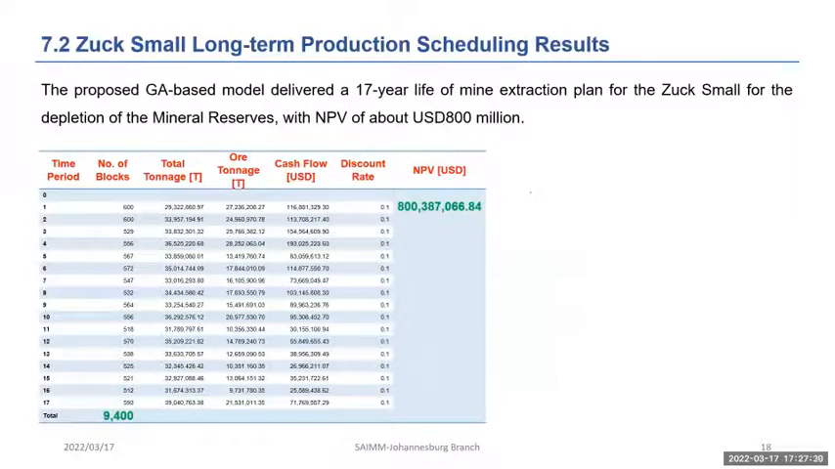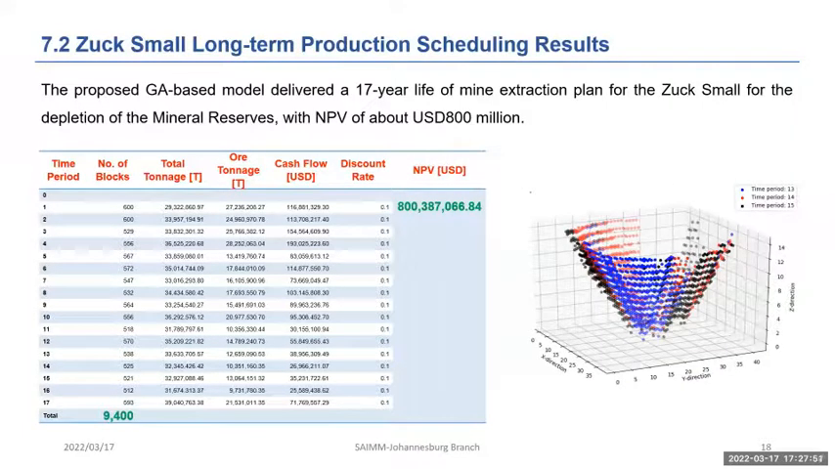And when it was applied on the exact small block model, the proposed GA-based model delivered a 17-year extraction plan until the depletion of the mineral reserves with an NPV of about $800 million. An illustration of the production layout is displayed only for periods of extraction 13, 14, and 15, of which the number of blocks scheduled are 538 blocks, 525 blocks, and 521 blocks, respectively. So it shows the sequence of block extractions over the life of mine.